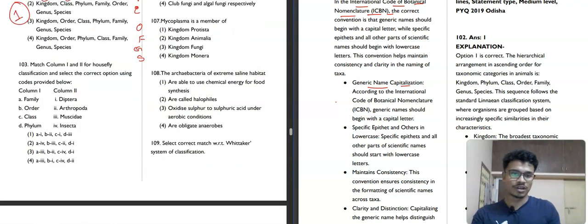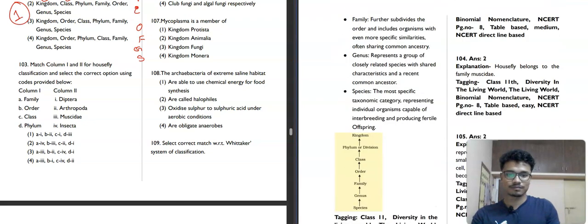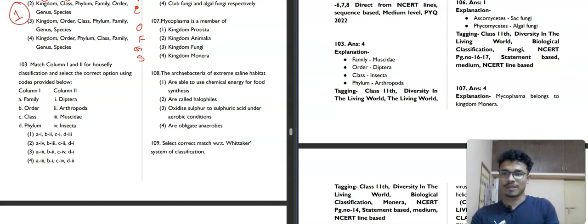Now we will move towards the next question. Question number 103. It is saying, match column first with column second for the housefly. So we will match column first. Family for housefly is Muscidae. I can't pronounce it rightly, but sometimes there is no problem with pronunciation. You can pronounce anything, but the answer should be correct. Muscidae. Then order is Diptera, and then class is Insecta, and phylum is Arthropoda. So fourth option, A third, B first, C fourth, and D second will be your correct answer for this question.